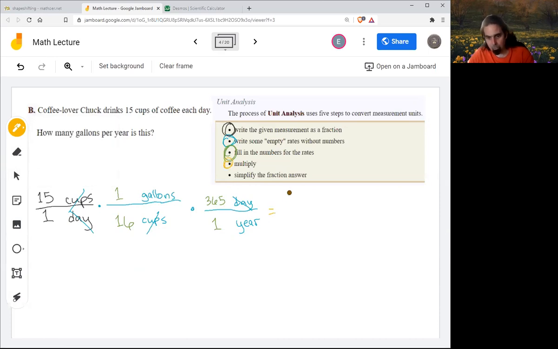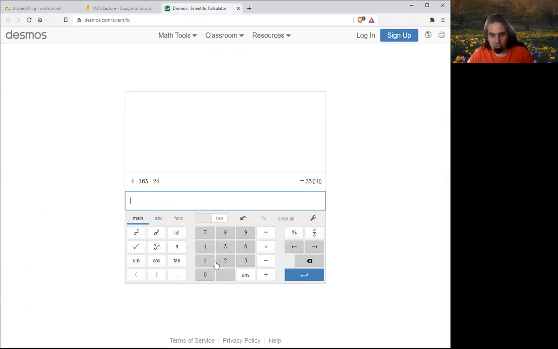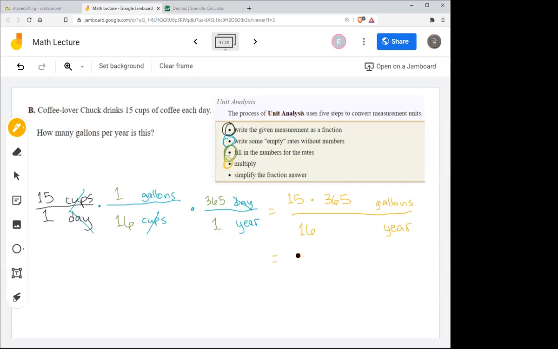So on top, I have 15 times 1 times 365. If you want to write the times 1, you certainly can. And the only word I have left up top is gallons. On the bottom, 1 times 16 times 1 is just going to be 16. If you want to write the ones, you certainly can. And the only word that's left on the bottom is year. So what is 15 times 365? 5,475.